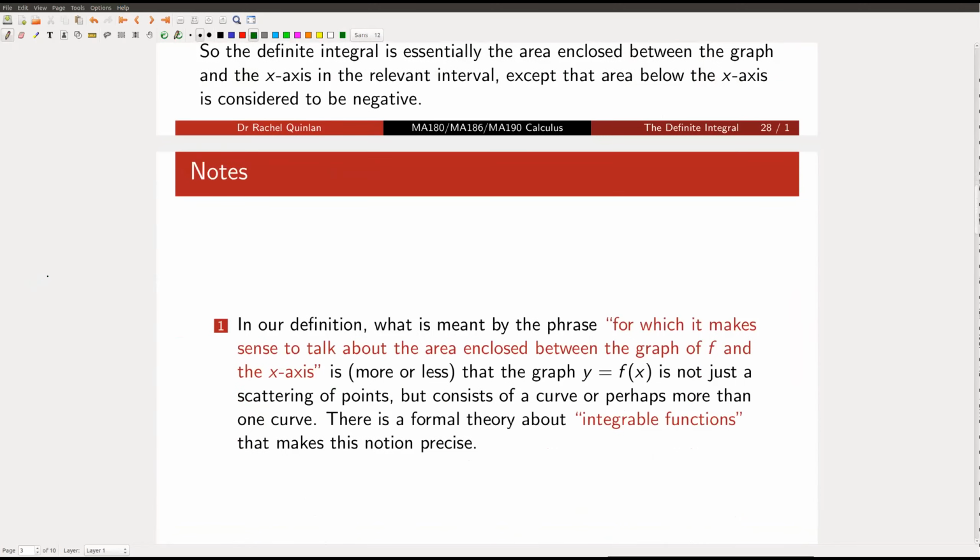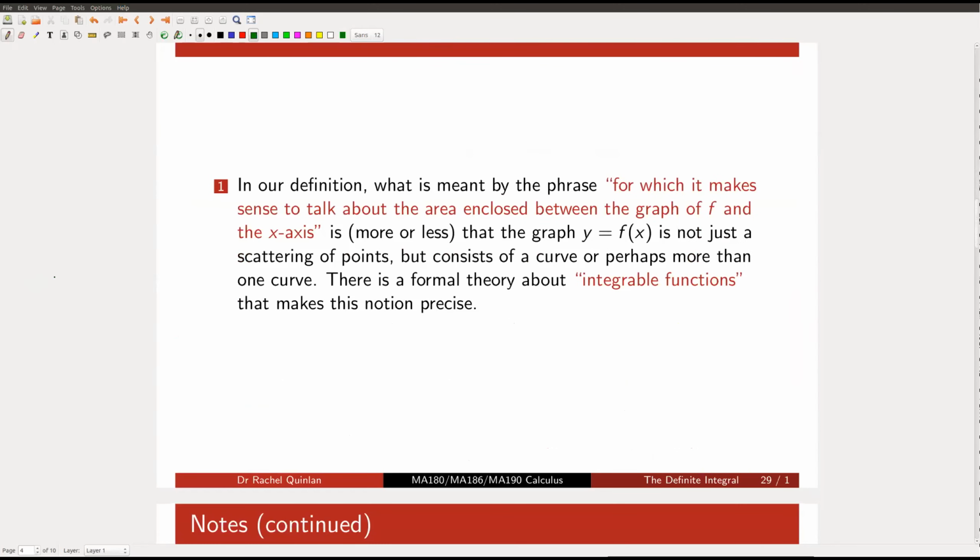So, a few remarks. First, I think I've said that already, this comment that it makes sense to talk about the area enclosed between the graph and the x-axis is basically that the function is a reasonable thing, not something whose graph is a bunch of completely scattered points, for example. So if you had something like this, let's say your left and right hand endpoints were here and here, your function could be something like that. It could have a discontinuity here, let's say. It could look like that, for instance.